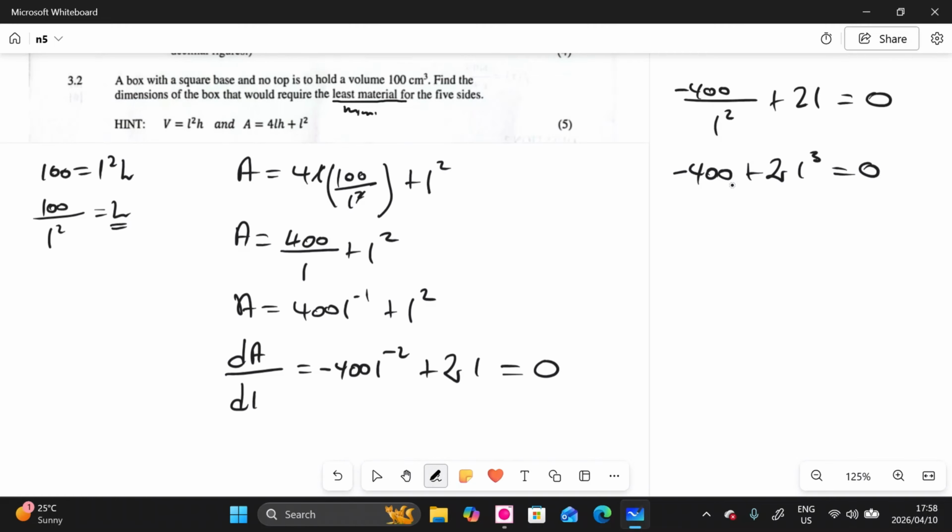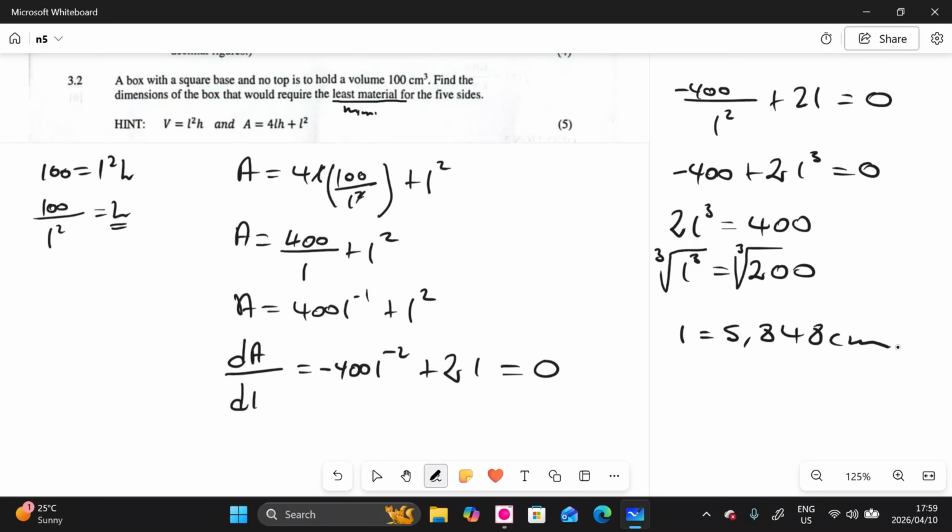Right, from here, we just solve for length. If we transpose this -400 to the other side, you'll be left with 2 length cubed equal to 400. Then from there, we divide by 2. Length cubed is going to be equal to 200. Then from there, we cube root both sides. Don't forget cube rooting. And then length is going to be 5,848 centimeters. Now that we managed to find the length, it's time for us to find the height.